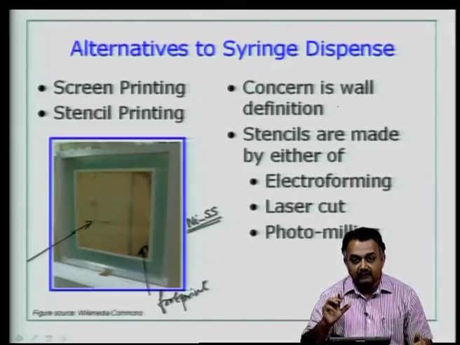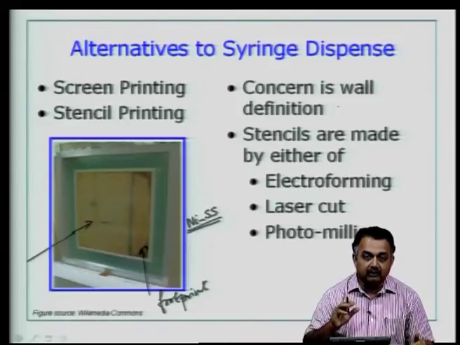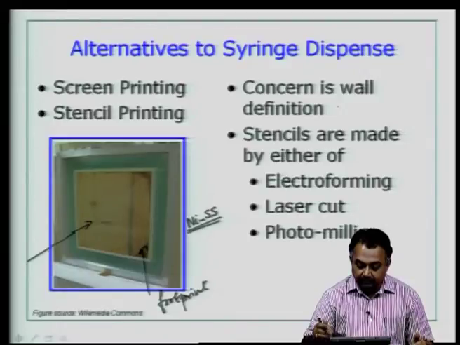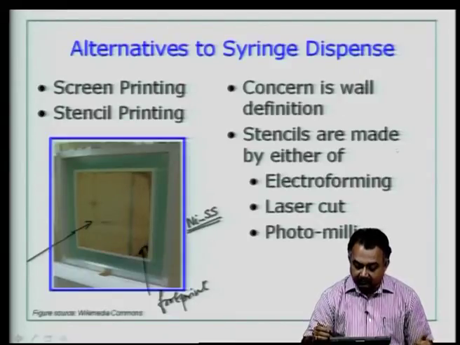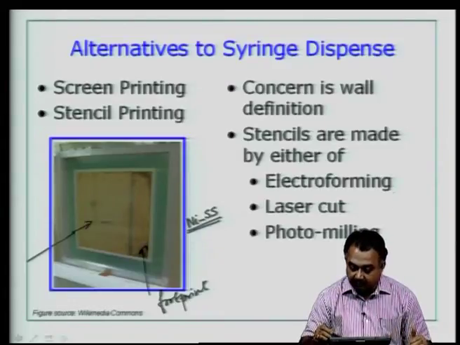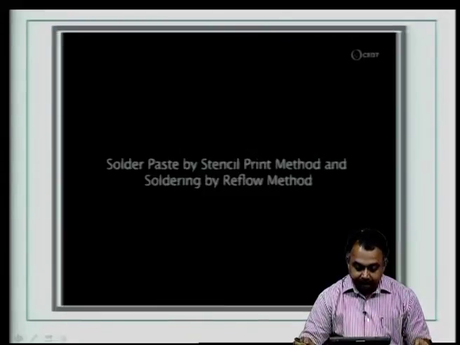image transferred, and have you made a very good laser cut definition, or it could be a photo milling or electrochemical milling and so on. So, depending on the process, you are going to make sure that the image is well transferred. It could be electroforming, laser cut, or photo milling to achieve a good stencil.